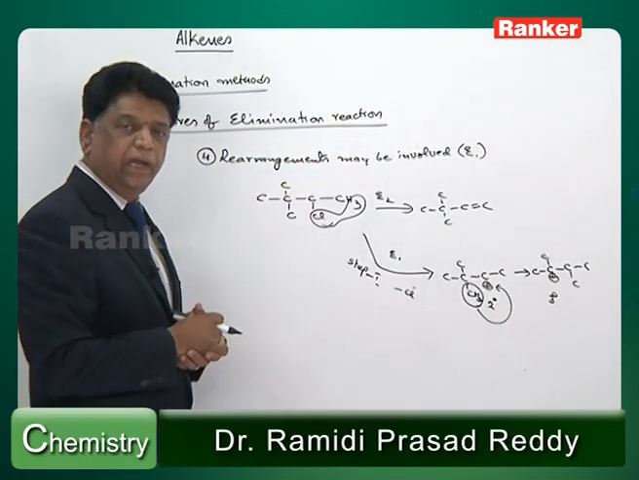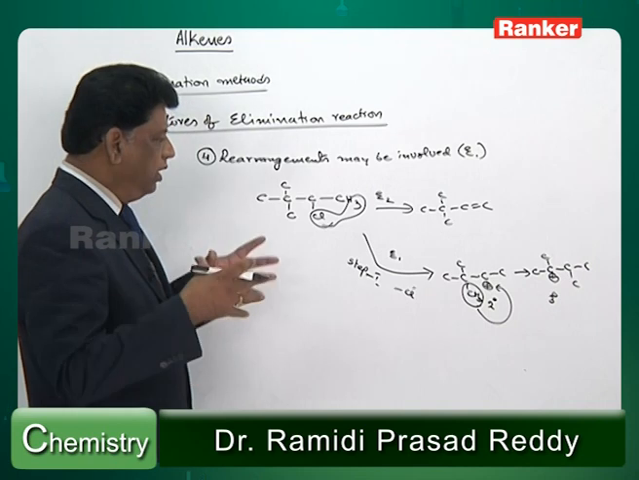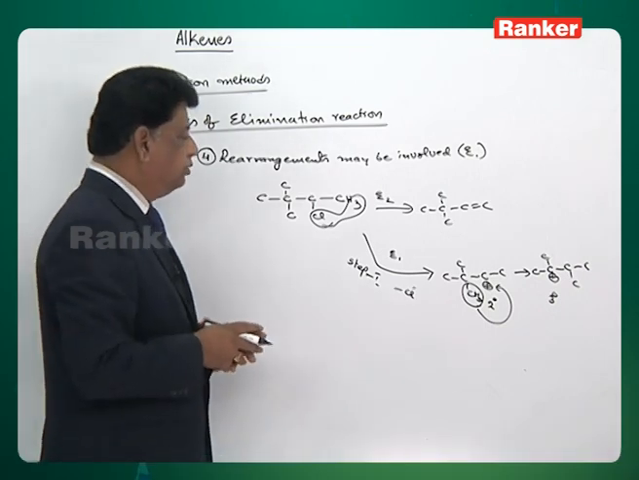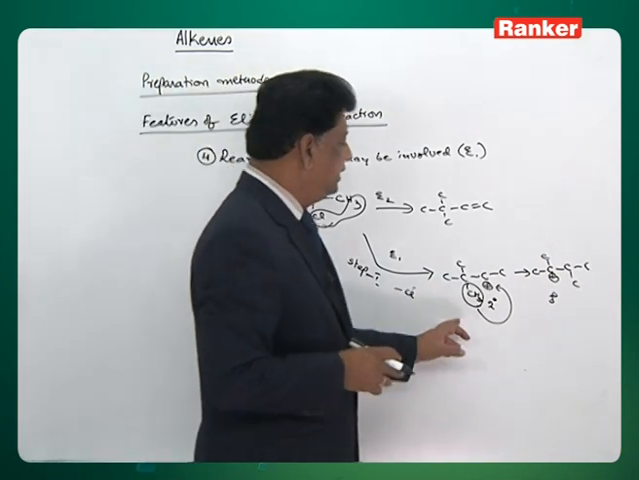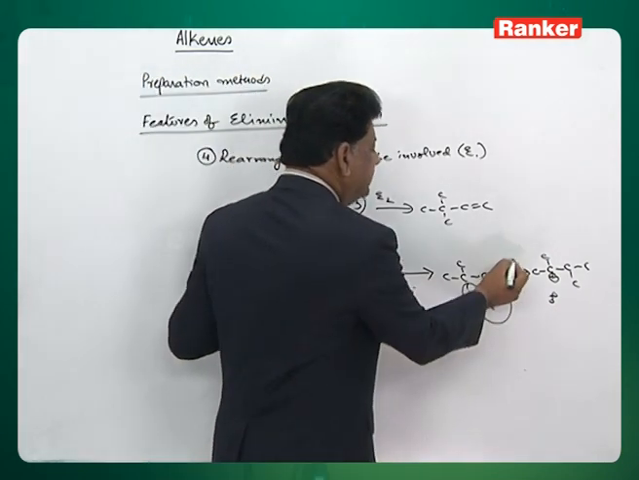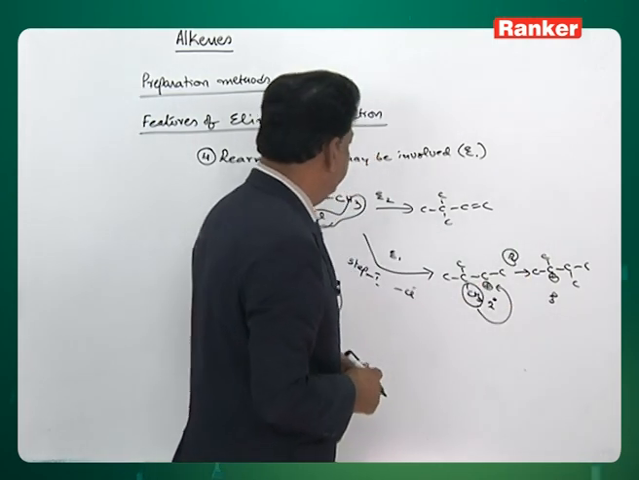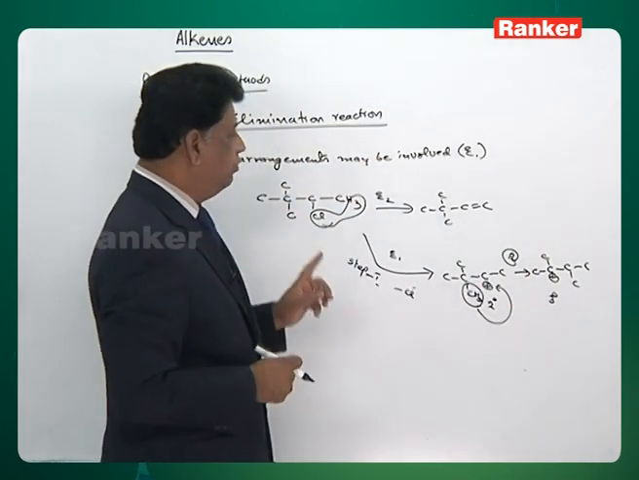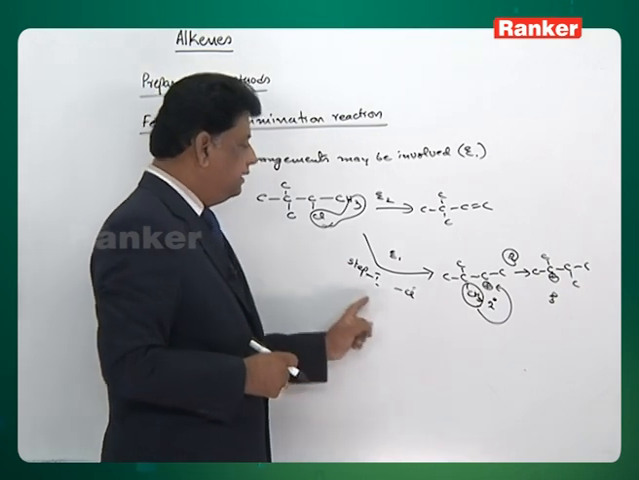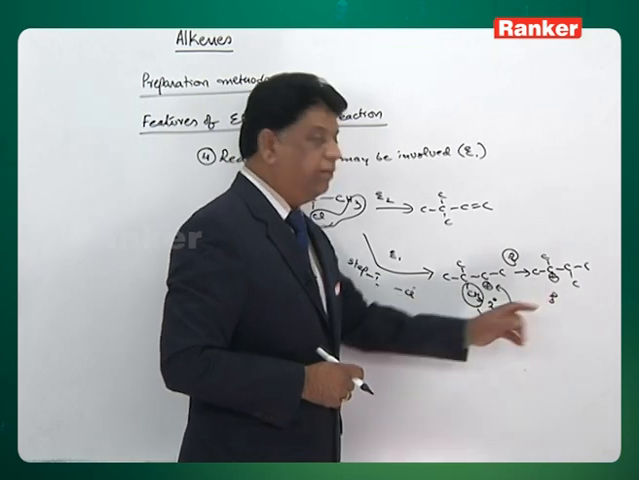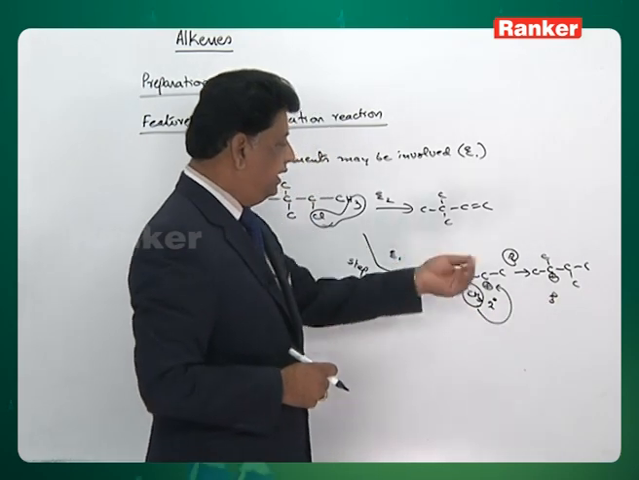This is called an upgradation. Whenever a carbocation has more alkyl groups, there are more inductive effect and more hyperconjugation chances. So, naturally 2 degree changes into 3 degree. This step is called a rearrangement step. So, rearrangements may be involved when there is a chance of upgradation of a lower degree into a higher degree, 2 degree to 3 degree.